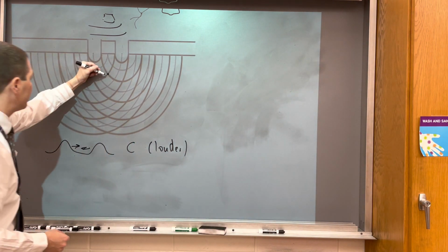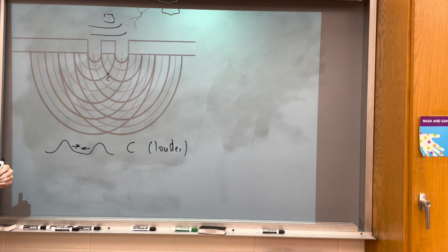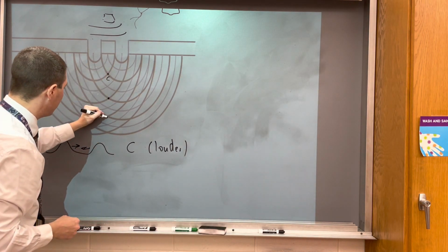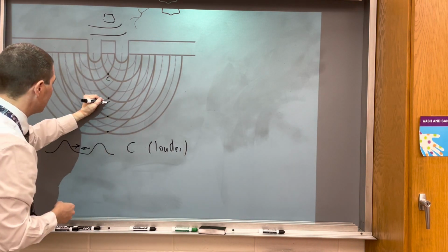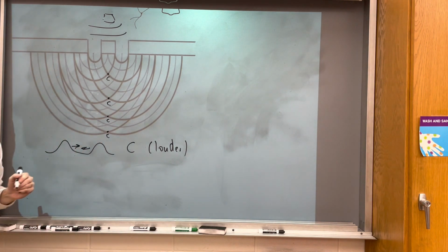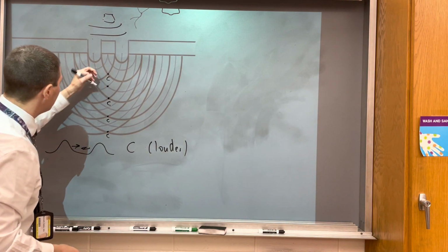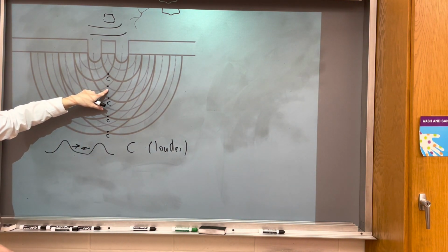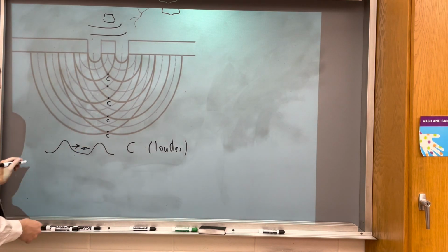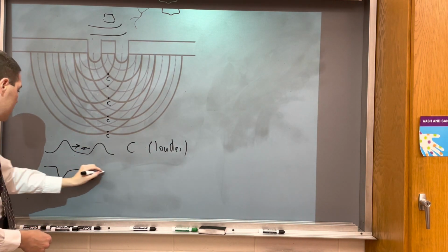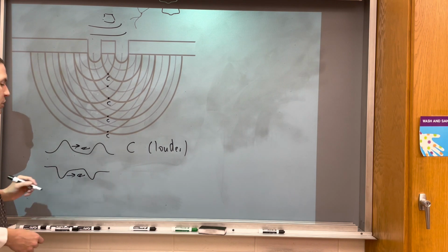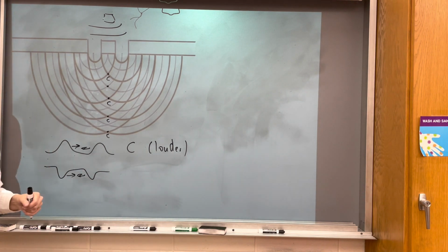Okay, so I'll put this as a capital C there for constructive. And anywhere where crest overlaps crest, in fact, this line right down the middle, you're going to hear a louder sound. You're going to experience constructive interference. Well, what if we're over here? Here, we're at a trough overlapping a trough. If these were waves on a string, it would look something like this. The troughs approaching each other. So what sort of interference would you get when a trough overlaps a trough?